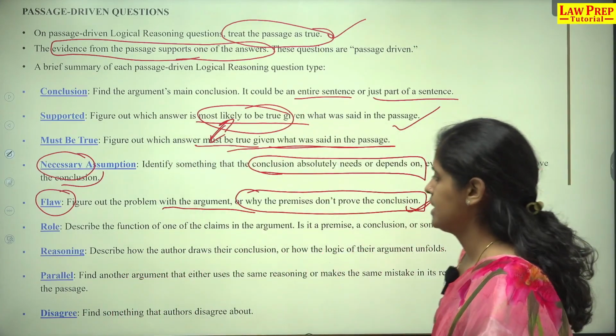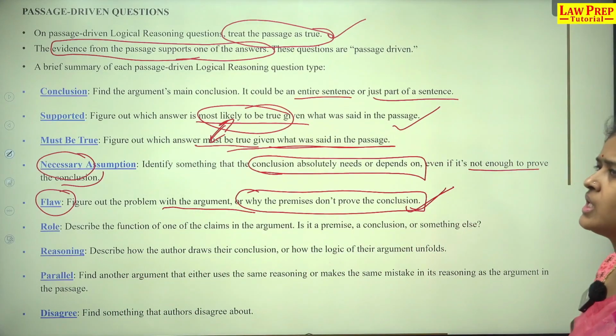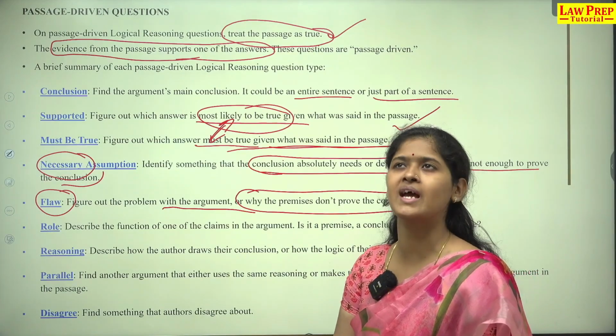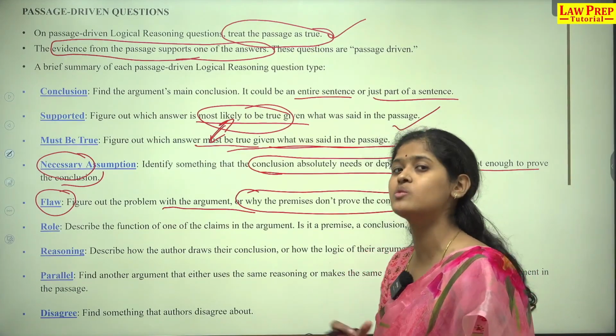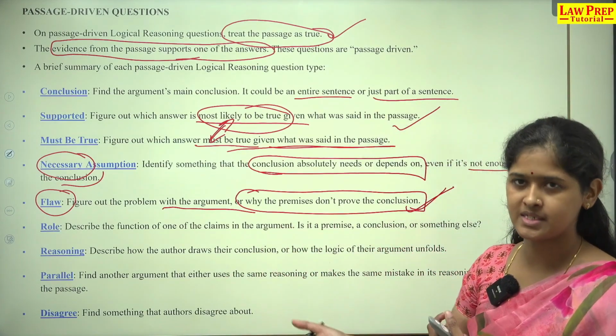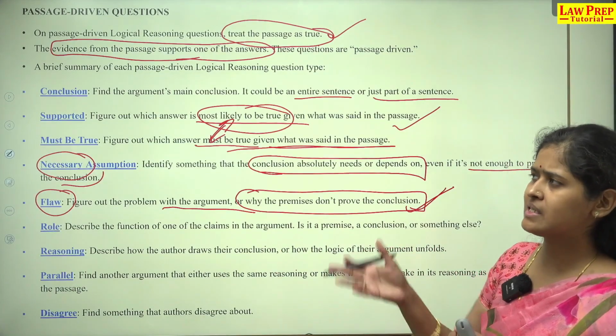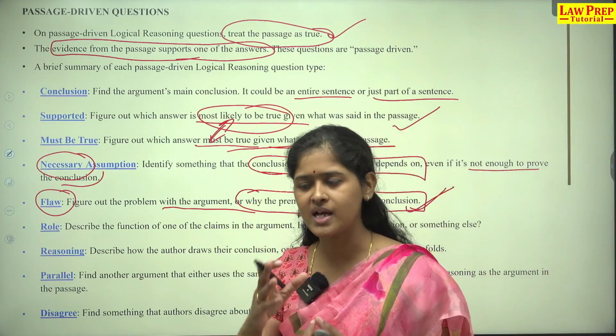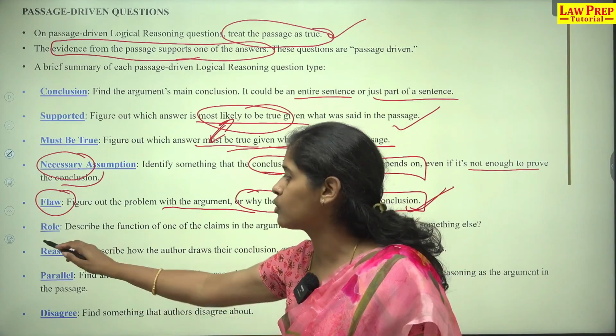Okay, next, role. Many times we've seen a question where a line is bold faced or a line is repeated in the question. They ask you what role this line plays. Some Supreme Court judgment is given and some additional remark has been made by the justice, and they ask you why is this line mentioned. That's a role.